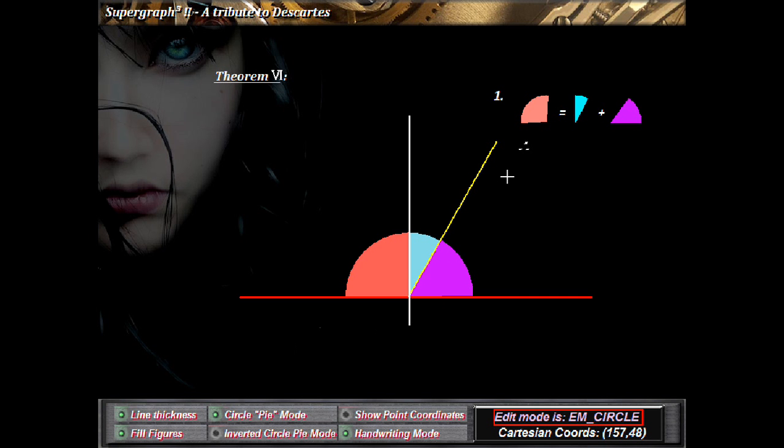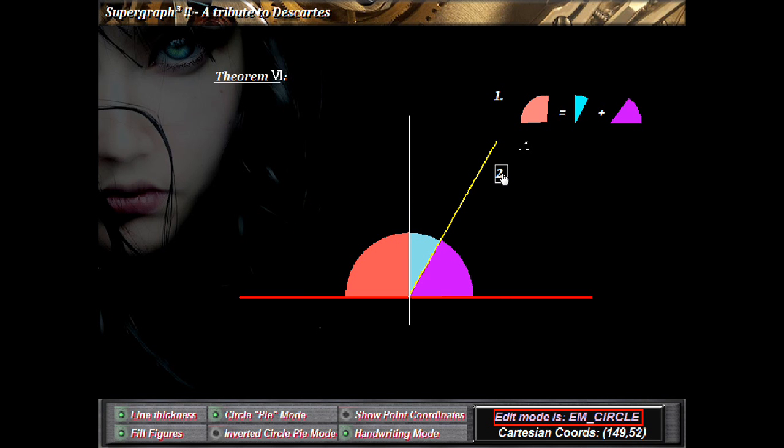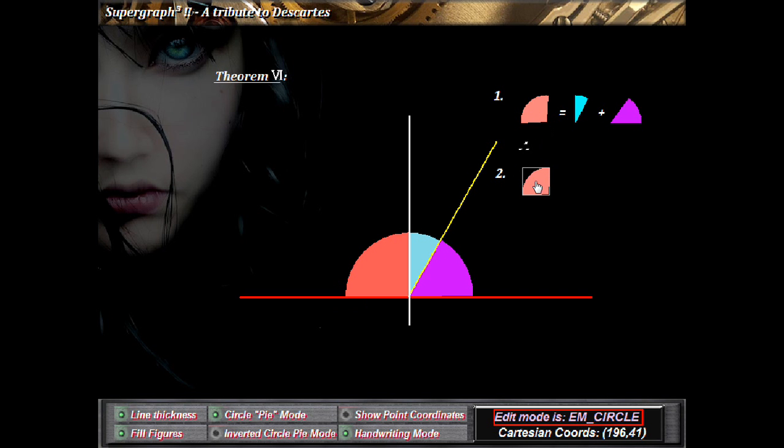This part, as far as axiom 2 goes, number 2, adding equals to equals on this side, switch side first, this plus this sum isn't going to look great, but okay, should be equal to 2 right angles.